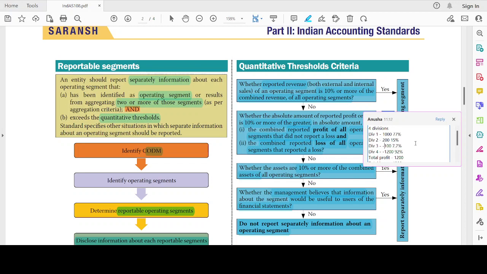Division 1, Division 2, and Division 4. So, these three divisions are to be reported as an operating segment. Okay, clear? Understood? Now, let's move on to the next criteria.